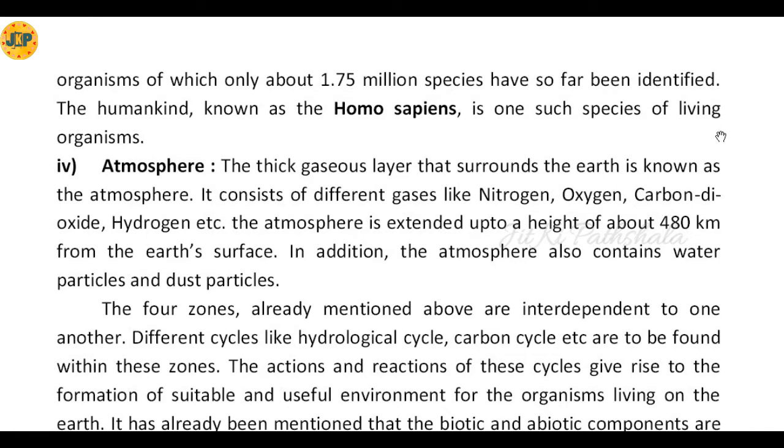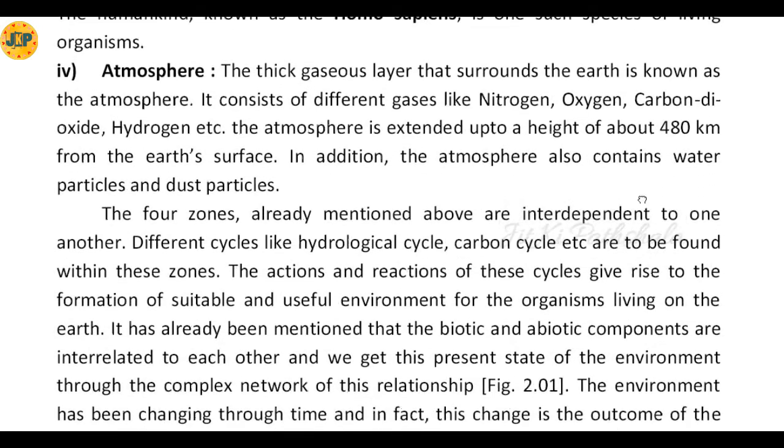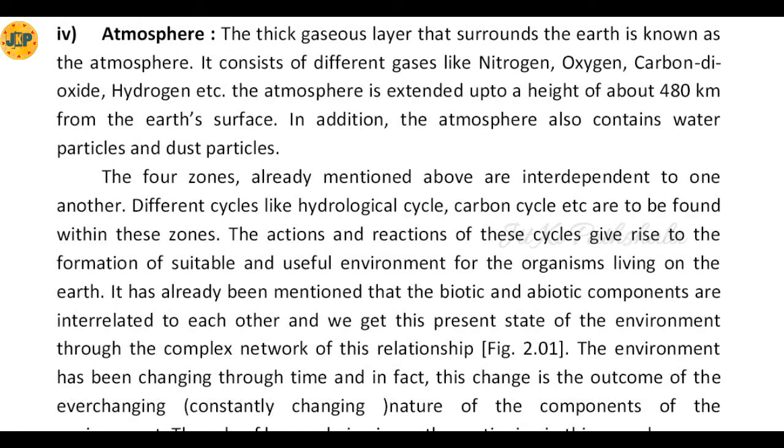Now we will see the fourth zone where different types of environmental components are found. Atmosphere. The thick gaseous layer that surrounds the earth is known as the atmosphere. So the atmosphere is the layer where different types of gases are found. It consists of different gases like nitrogen, oxygen, carbon dioxide, hydrogen, etc. The atmosphere extends up to a height of about 480 km from the earth's surface.